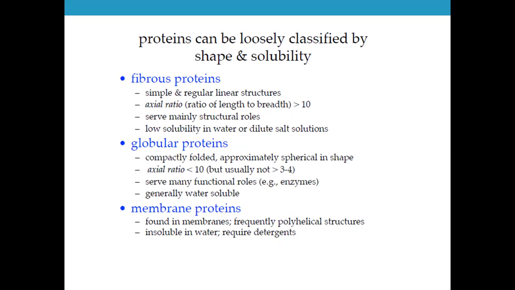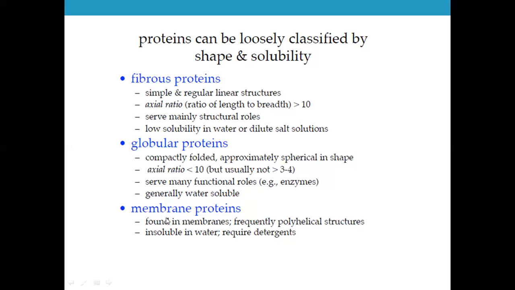And then we have globular proteins, for example enzymes, and in the body we have hemoglobin and myoglobin. They are compactly folded and approximately spherical in shape. Their usual functions are as carrier proteins, or they can act as enzymes to catalyze reactions.